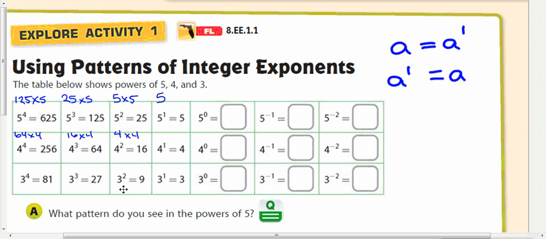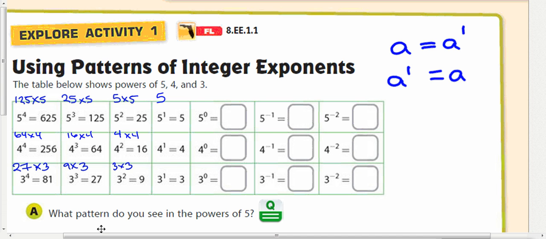And for 3, it's the same thing. From 3 to the first to 3 to the second, I would get 3 and multiply it by 3. From 3 to the second to 3 to the third, I can take 9, which is 3 squared, and multiply it by 3 again, and I do get 27. And if I, again, go from 3 to the third to 3 to the fourth, because there's an additional 3, I can take 27 and multiply by 3 and get 81.